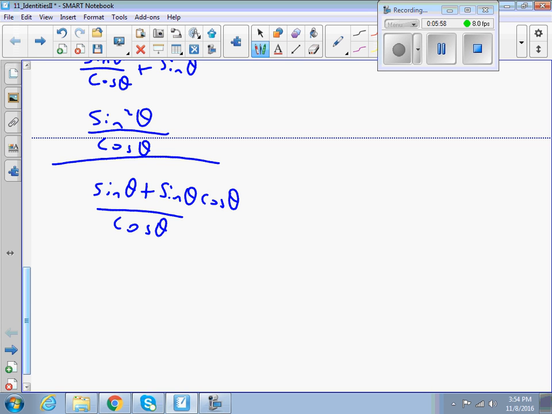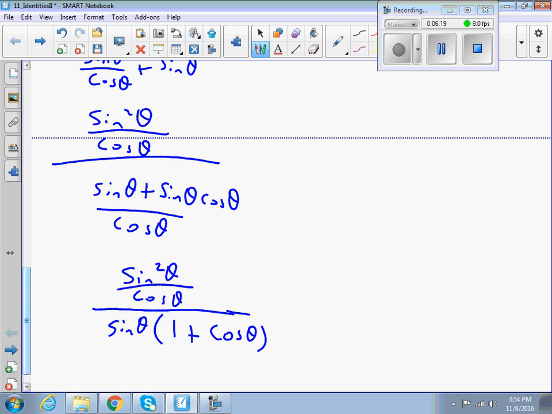Continue through this. All right, so at the top we have sine squared theta over cos theta. Nothing I can do about that for now. In the denominator, I can factor out the sine theta, and that would be 1 plus cos theta all over cos theta.